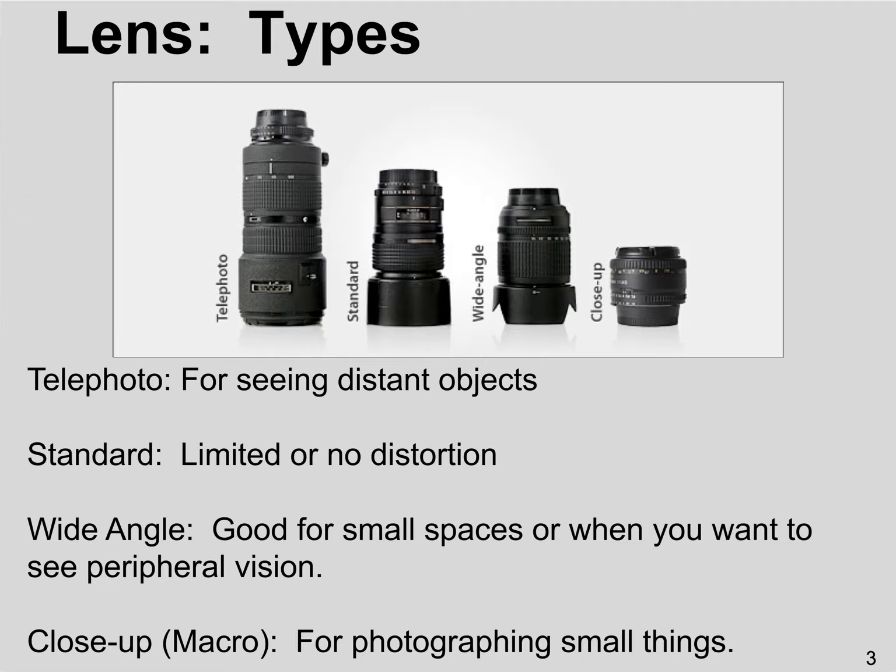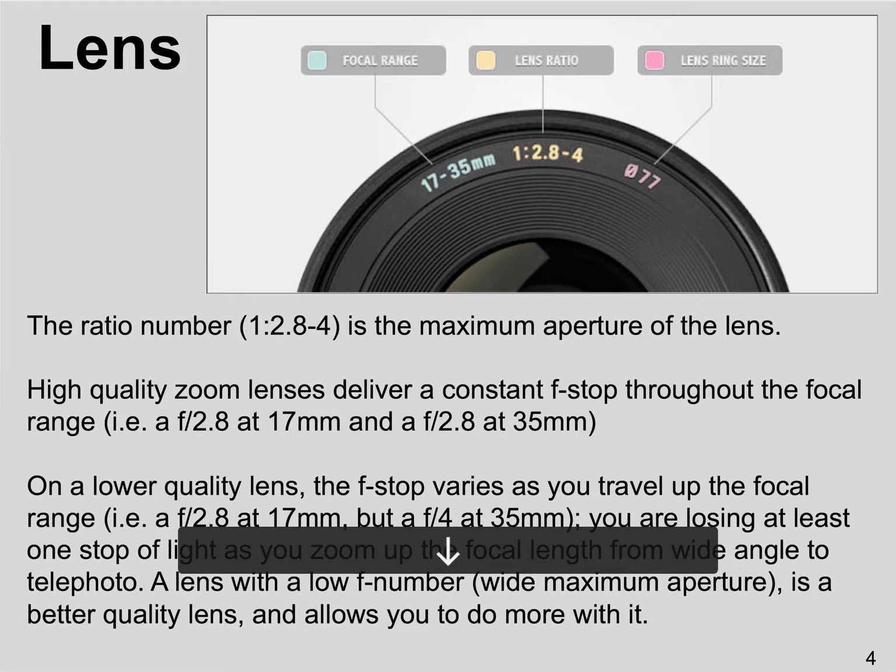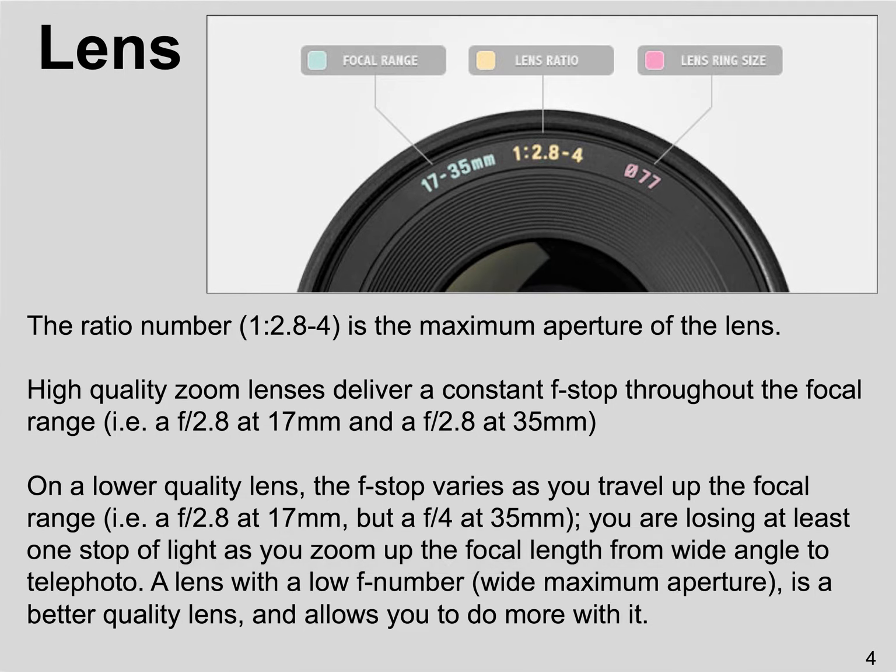Close up or macro lenses, they're good for tiny things. If you want to photograph Lincoln's head on a penny, you'd want a macro lens. So some things you might want to know that are on your typical lenses is they will say the focal range. So you can see that here. They'll tell you the ratio, and that ratio has a lot to do with the apertures a lot of times, and the lens ring size. So that is the actual size of the circle of the opening of the lens. That's good for knowing what size filter you'd want to put on the lens or a lens cap. So those are some things you might need to know about your lenses.